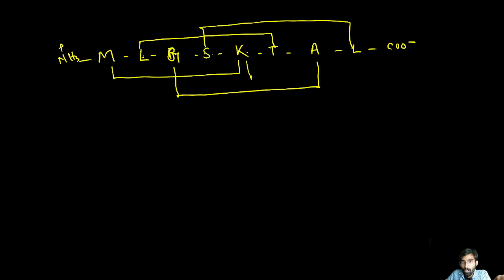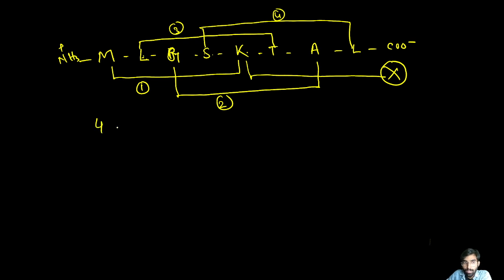Now the CO of K will form a hydrogen bond with the next, but here there is no next. That means this hydrogen bond is not possible here, because to make a hydrogen bond we need more amino acids. So how many hydrogen bonds are you getting? That is 1, 2, 3, 4. Total 4 H bonds from 8 residues you are getting.